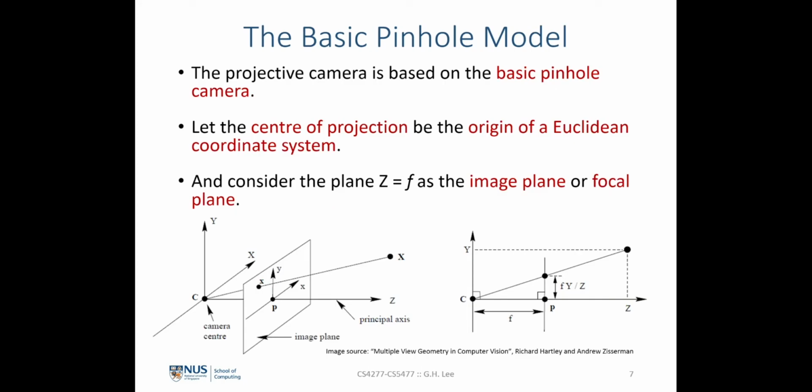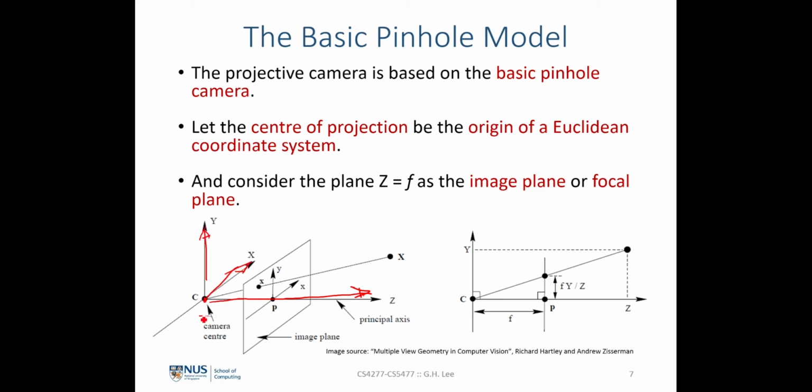So a projective camera can be defined using the very basic pinhole camera model, which is what we are going to look at now. Let us first define a Euclidean coordinate system, which we can see in this illustration, where the y-axis is here and there's an x-axis and there's a z-axis that's pointing out. The center of projection is defined at the origin of this Euclidean coordinate system, which we denote by C over here. Now, let's consider the image plane, which is a plane that is parallel to the xy plane of the Euclidean system that we have defined.